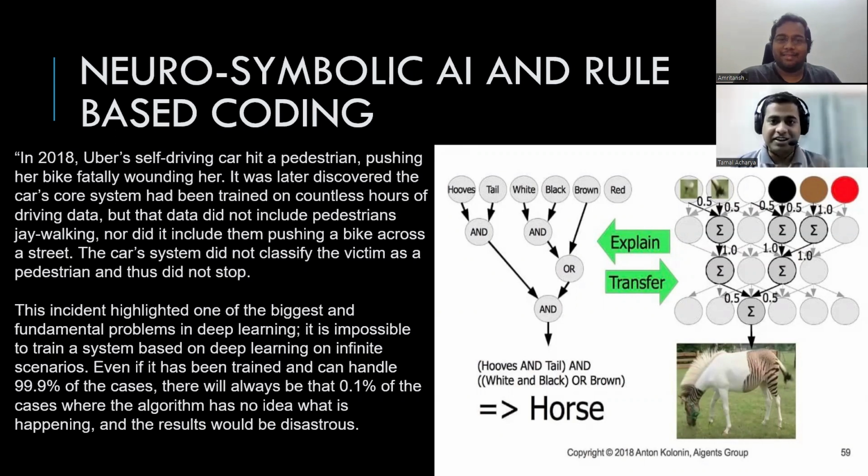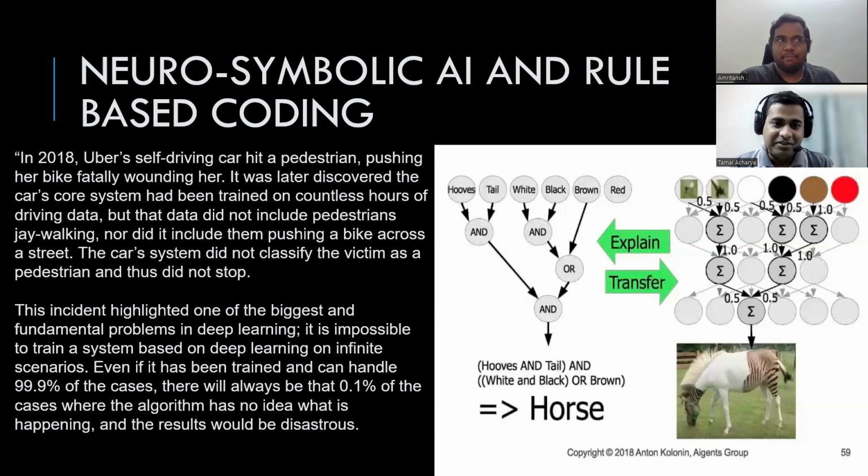Yeah, it was an incident that happened in 2018, and it raised alarm bells everywhere. Self-driving cars are a hot topic of research, and when something of this nature happens, everyone starts to question: is it safe? Is it going to work? So what happened is it hit a pedestrian pushing her bike, fatally wounding her. It was later discovered that the car's core system had been trained on countless hours of driving data, but the data did not include pedestrians jaywalking, nor pushing a bike across the street. So the car was not able to classify the victim as a pedestrian, and thus did not stop.